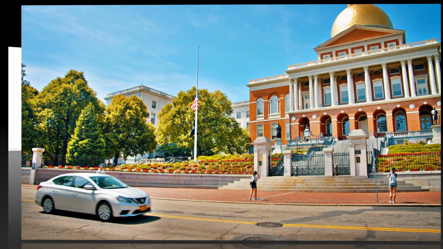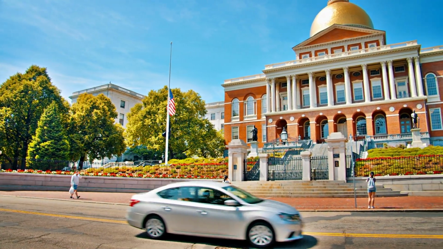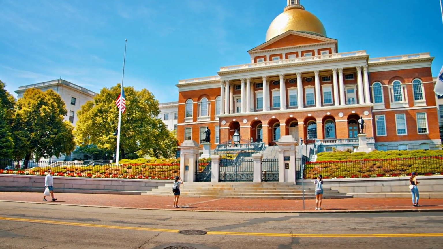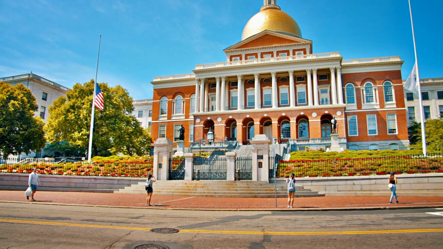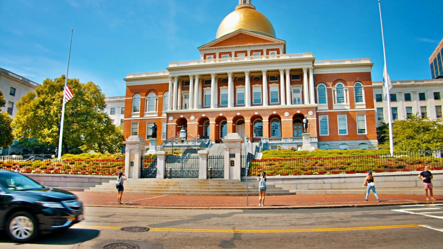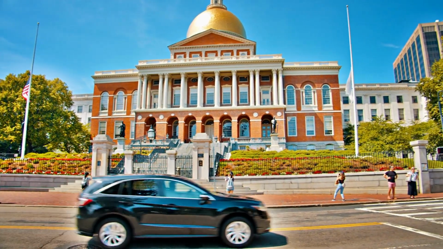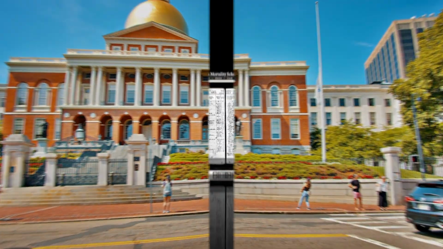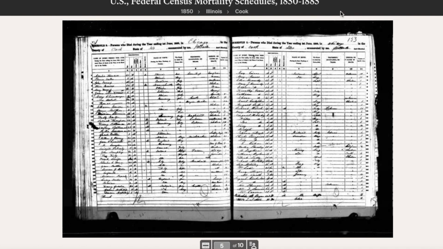Some states or local libraries and historical societies have digitized or published their mortality schedules for the area that they cover. So definitely check out their websites for their online catalog or get in contact with them to see what they have, what's available, and where their records are held. Often they have microfilm or digital copies that are available.